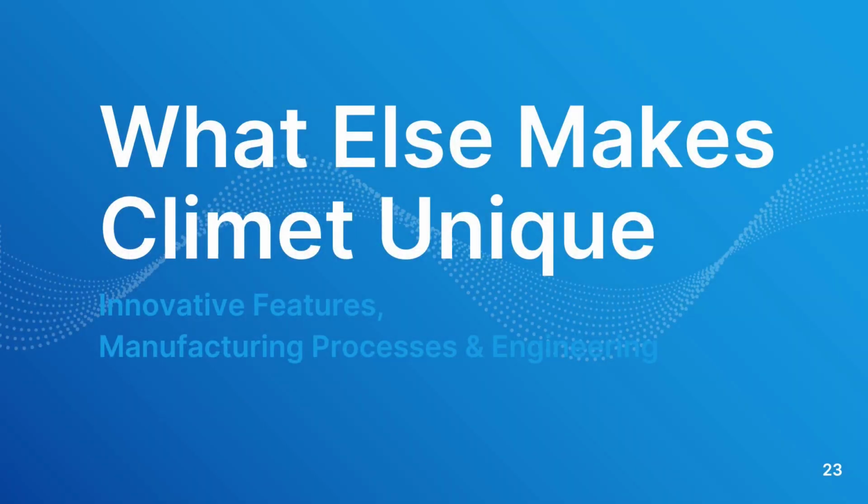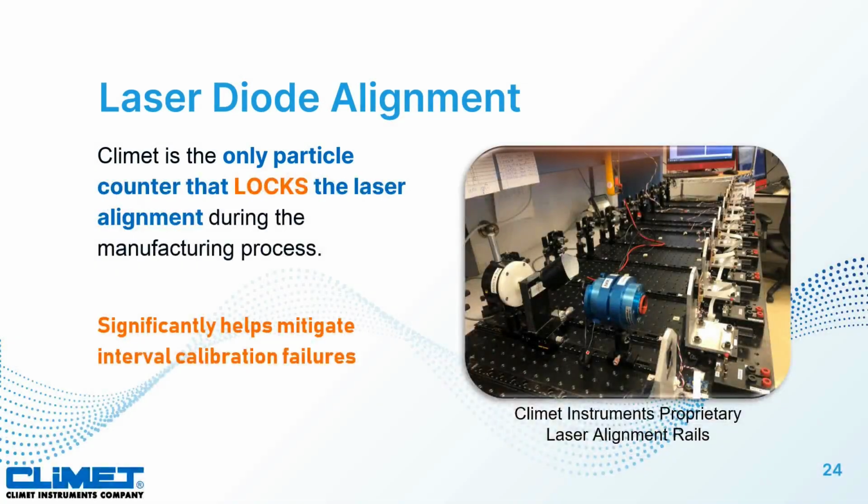So, what else makes climate unique? As mentioned before, climate uniquely locks the laser alignment during manufacturing. This process takes 24 hours, and if the laser is out of tolerance, it's torn apart and the process starts over. To the contrary, our competitors use set screws that take all of 3 seconds to align a laser. The reason we use a significantly more expensive process is for quality reasons. Specifically, this proprietary process significantly mitigates interval calibration failures.